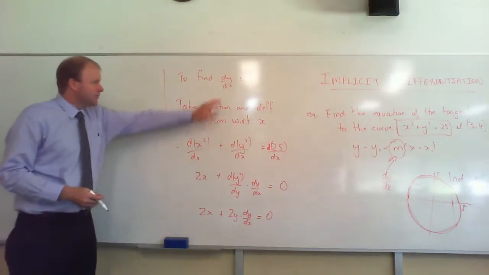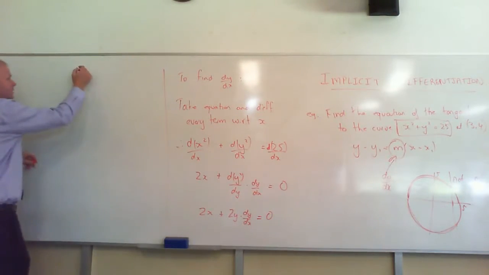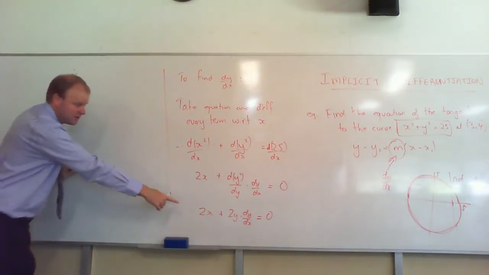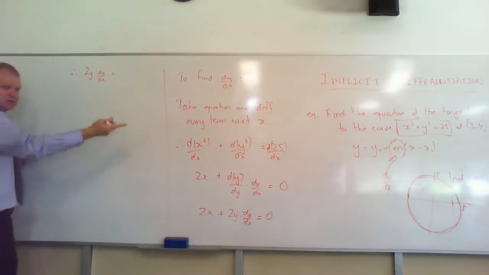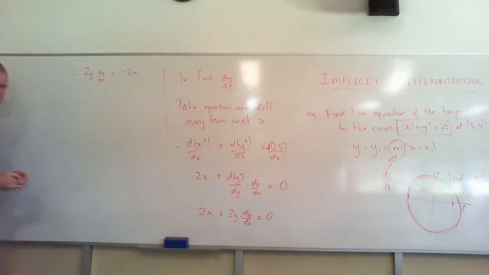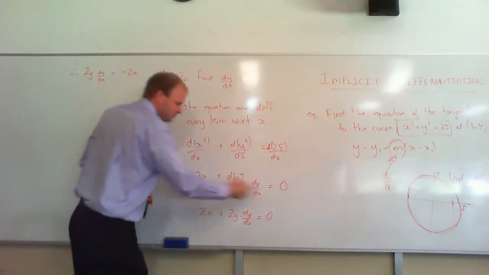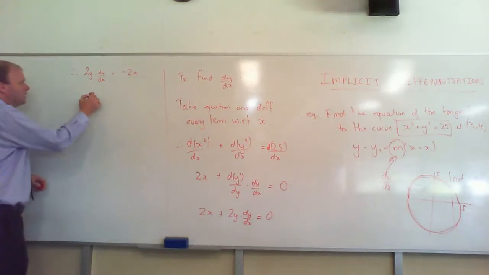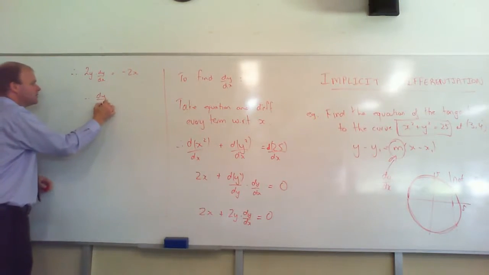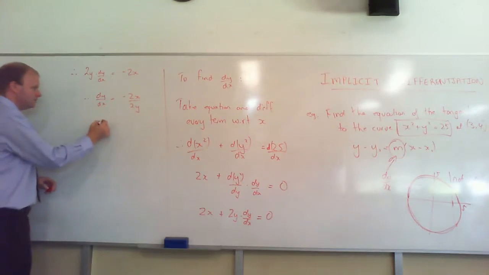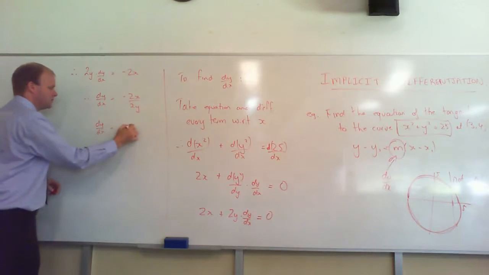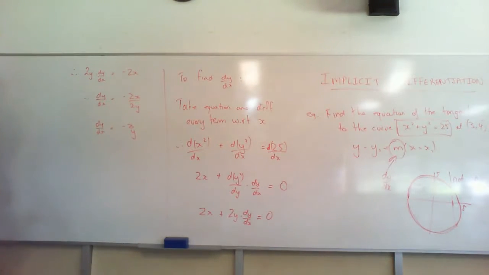Now remember, our task here was to find the derivative, dy dx. So now we can say, therefore, rearranging this, 2y dy dx equals, subtract 2x from both sides, equals negative 2x. You made it there. Therefore, dy dx equals negative 2x over 2y equals negative x over y. There is an expression for our derivative.